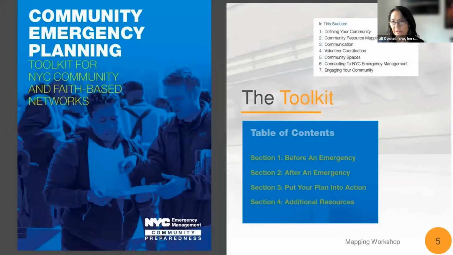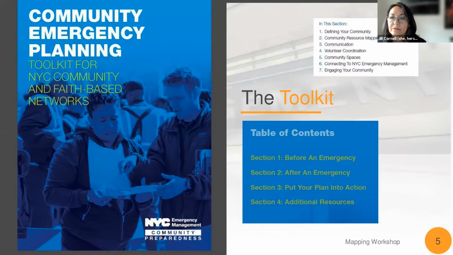Diving into the toolkit, which is really the mother of this workshop, if you will, I just want to give you a little bit of an overview. On the left is an image of the cover of our toolkit. It says Community Emergency Planning Toolkit for New York City Community and Faith-Based Networks. There's a picture of a couple of people who look to be involved in an emergency or disaster response, looking at a piece of paper, and our logo is in the bottom right-hand corner.